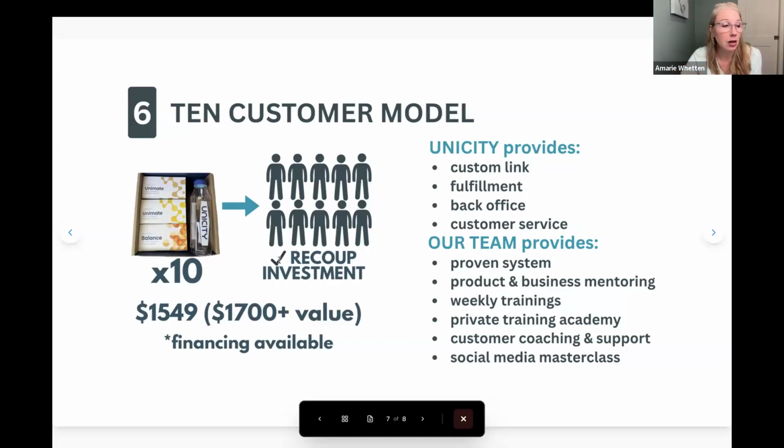They have high blood pressure. My mother-in-law got off of 20 years on high blood pressure medication. In 3 days on the system, she has not needed any more blood pressure medication. She lost 15 pounds. So, like, my mother-in-law, we want her to live longer. That would be a person that I would sell one of these boxes to. And then she helps me recoup my investment, which is $1,549 for those 10 boxes.